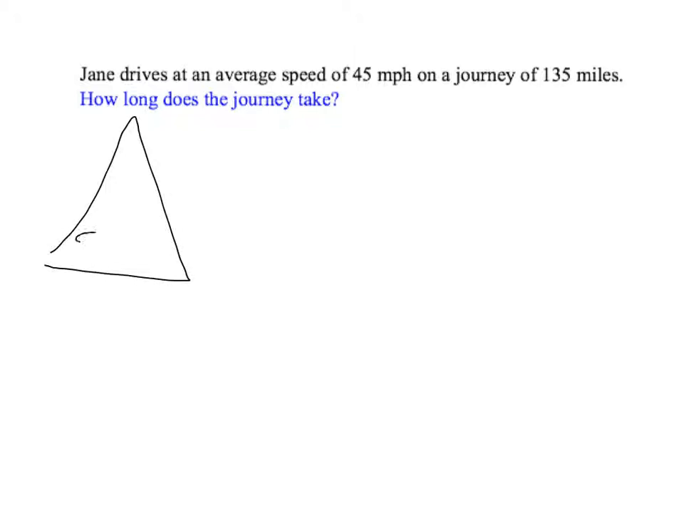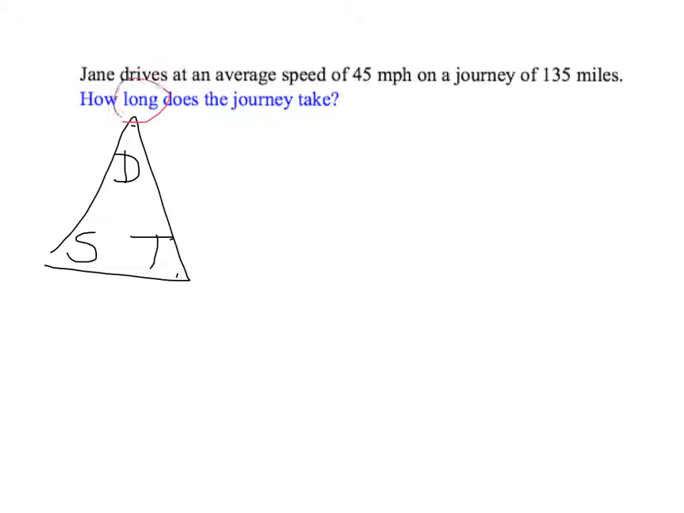So speed, distance, time, and I always imagine it like a mountain. So I start at the bottom with speed and then in order distance and time. The question says Jane drives at an average speed of 45 miles per hour on a journey of 135 miles. How long does the journey take?